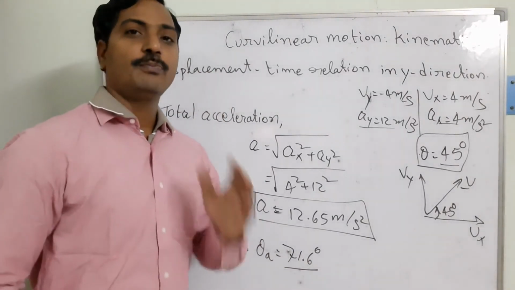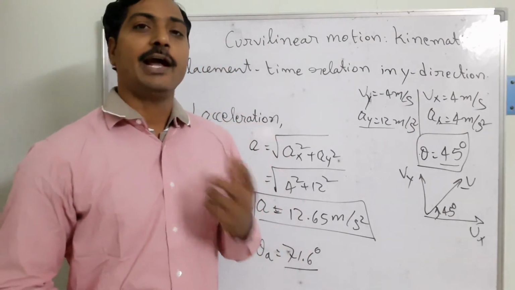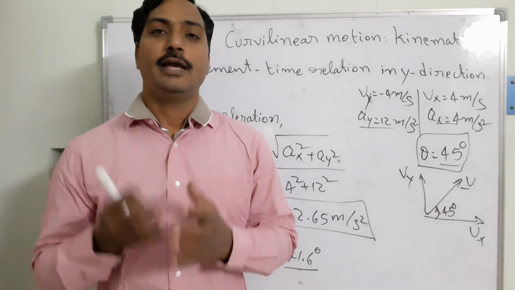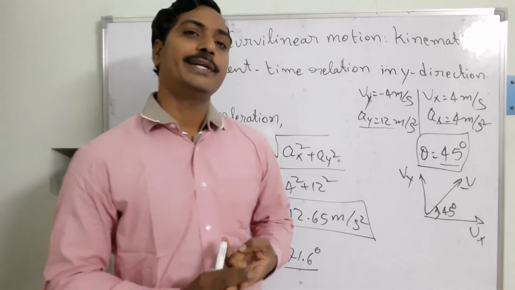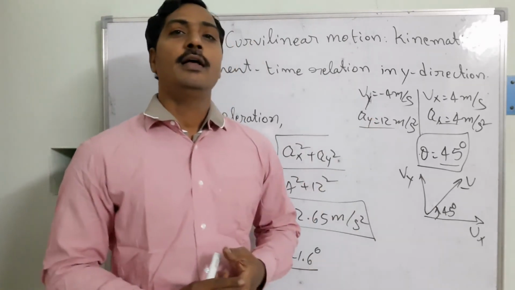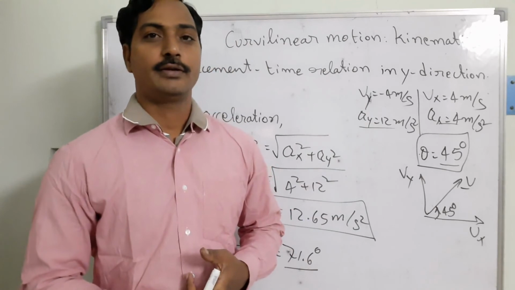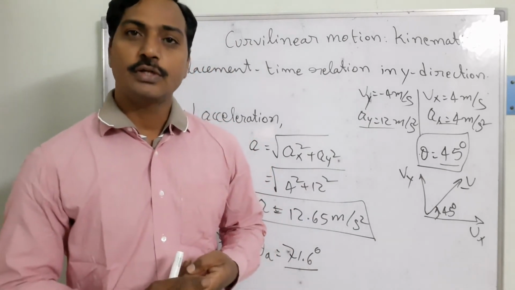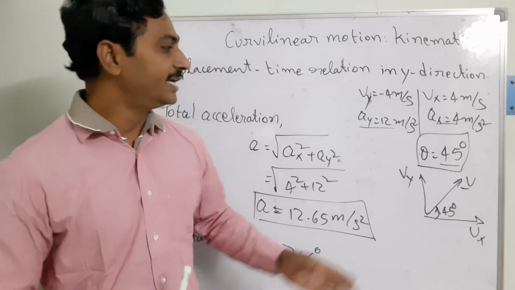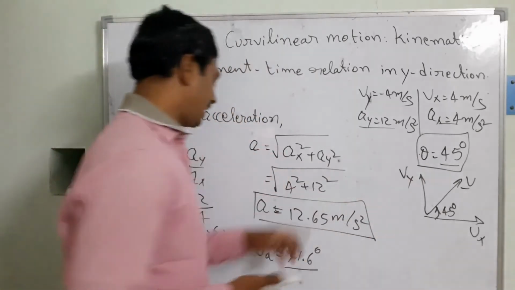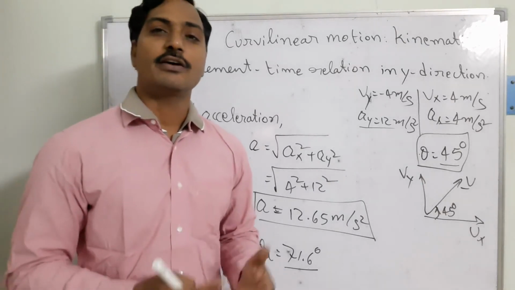I hope you people are able to understand how to find the given conditions by using the existing data. So in this case we have taken the rectangular coordinate system for identifying the velocity component as well as the acceleration component. At the same time we have found the resultant direction of the velocity as well as the acceleration in terms of theta and theta A. I hope you are able to understand the concepts of what we are doing.